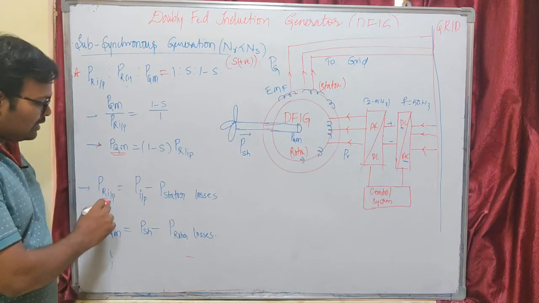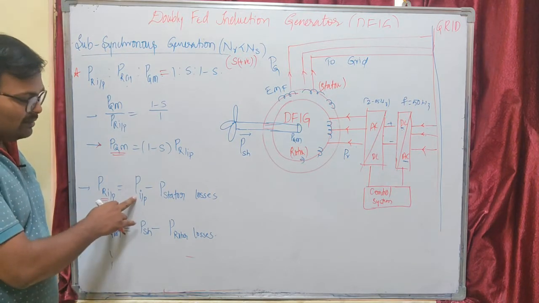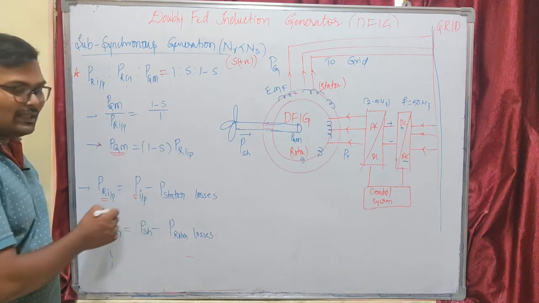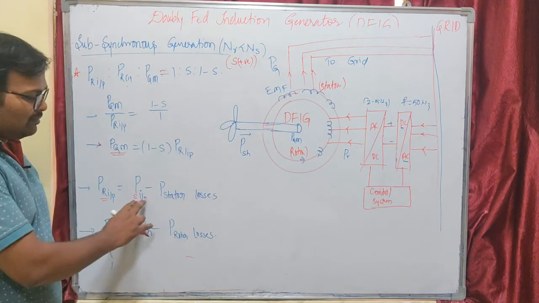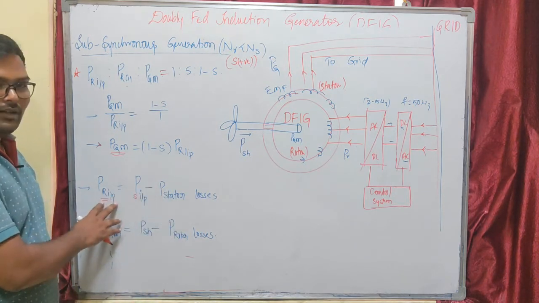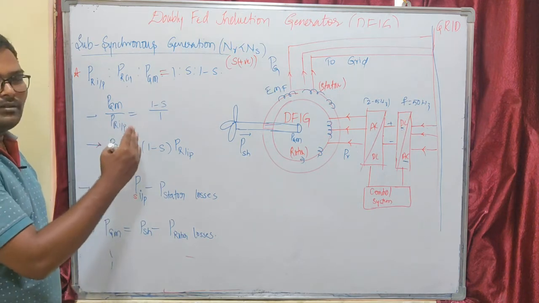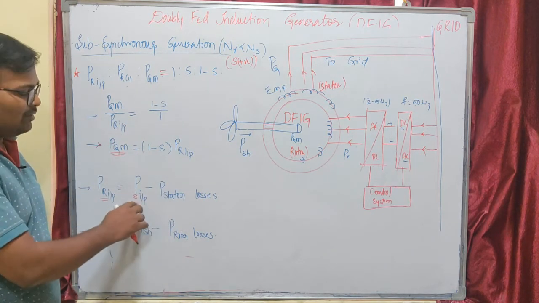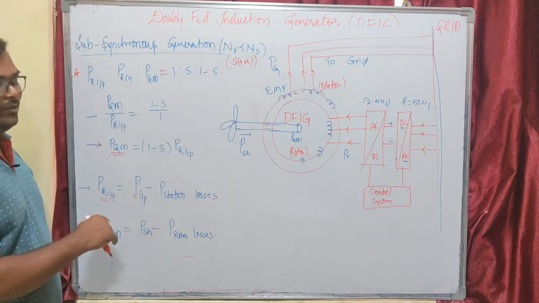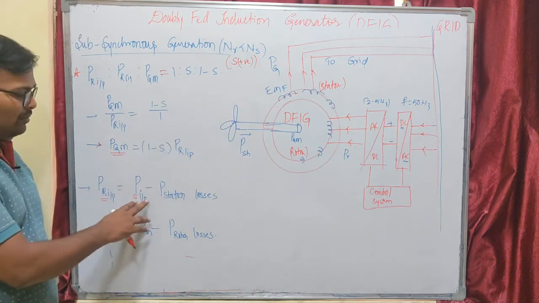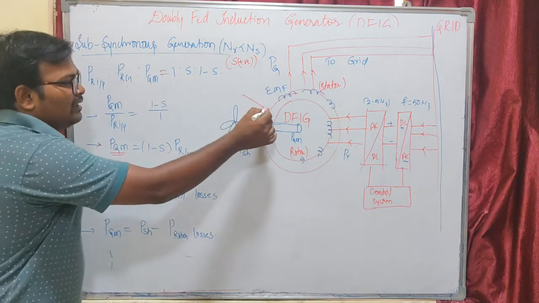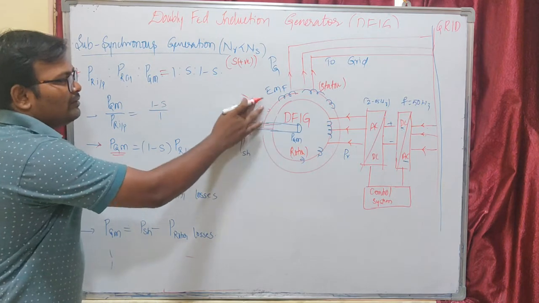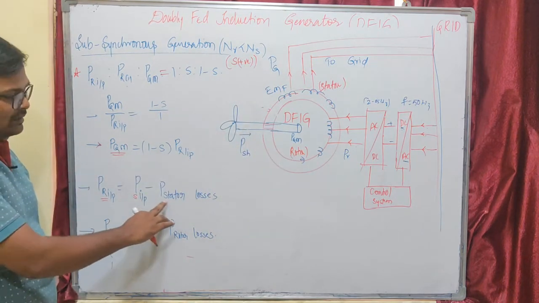So we know what the rotor input is. Rotor input is nothing but stator input minus stator losses. After cutting our stator losses from stator input, we are going to deliver our power to the rotor. That is, power to the rotor equals power from stator minus losses in the stator. Then only will power flow to our rotor. Okay, rotor power input is nothing but stator power input minus stator losses.